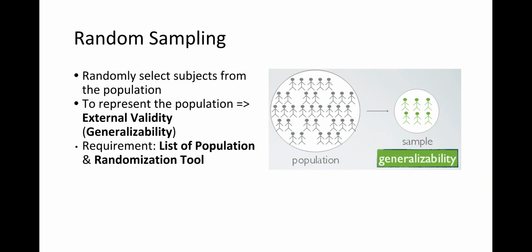Random sampling, again, we need to have a list of the population and a randomization tool, right? And we already talked about those things. Again, randomly select does not mean I will do whatever I want. It's different from randomization in the stat and quantitative research world, right? It's a very scientific probabilistic sampling method, right?